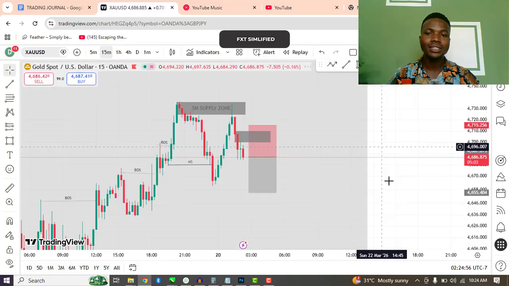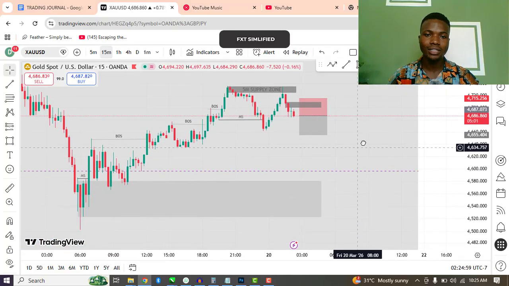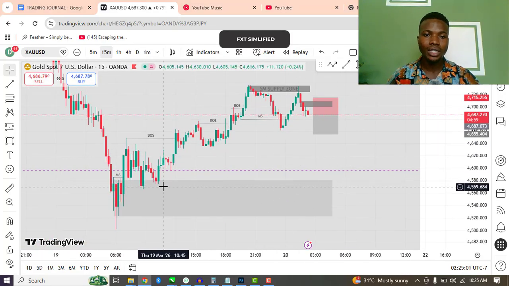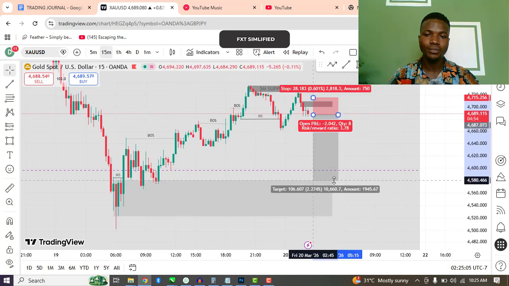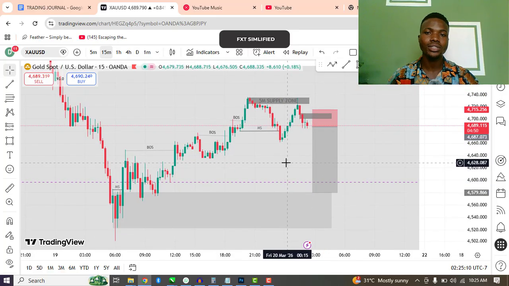So where is the next key level that I can target for my take profits? The next key level is this demand zone. This is my next key level. So I'm going to enter this trade and let us see how it is going to play out in some few hours now.